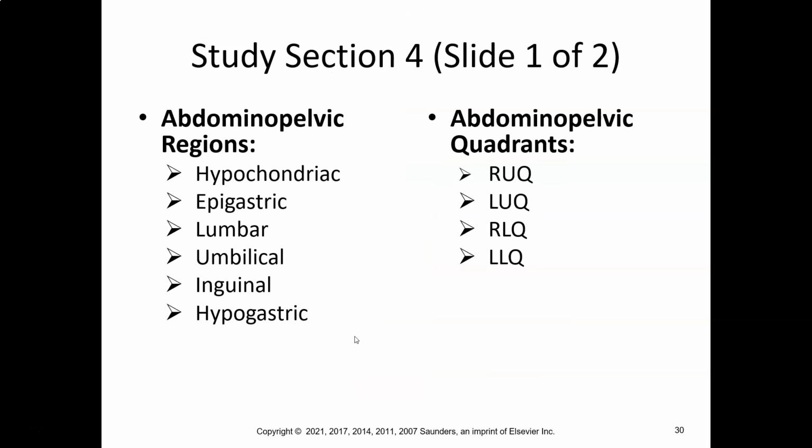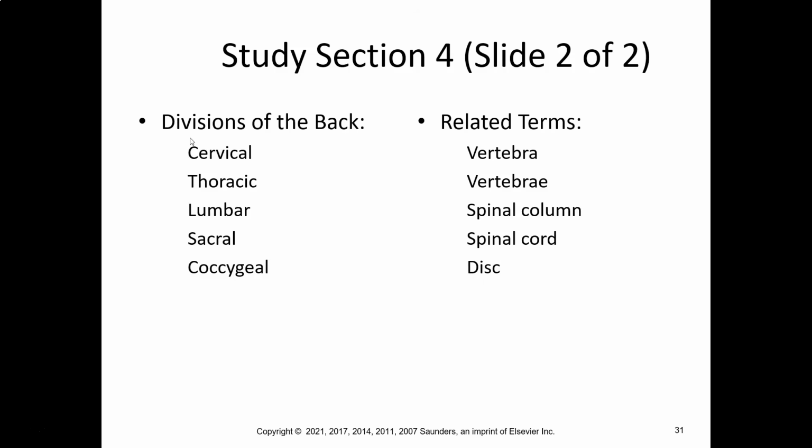Okay. Now again, reviewing the abdominopelvic regions, you have the hypochondriac, epigastric, lumbar, umbilical, inguinal, and hypogastric, and the abdominopelvic quadrants: right upper, left upper, right lower, and left lower. Divisions of the back, you have the cervical, thoracic, lumbar, sacral, and coccygeal, and the related terms to that are vertebra or vertebrae, spinal column, the spinal cord, and the discs.